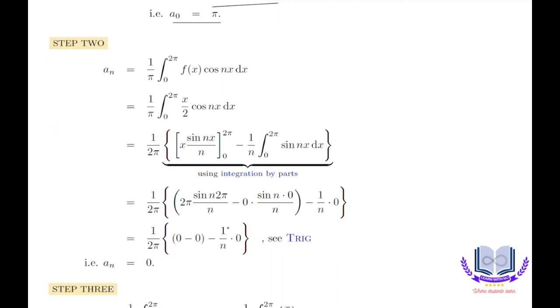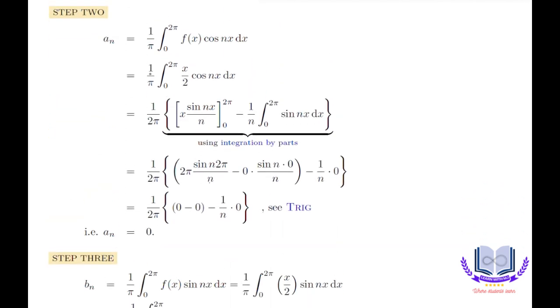Now we have to calculate the value for an. For an, we have the formula 1 by pi, with 0 to 2 pi as the limit given, and f(x) cos nx. Here f(x) is x by 2, times cos nx. This constant 2 we take outside of the integration, and then we have to integrate only 1 by 2 pi, integrating from 0 to 2 pi the function x cos nx.